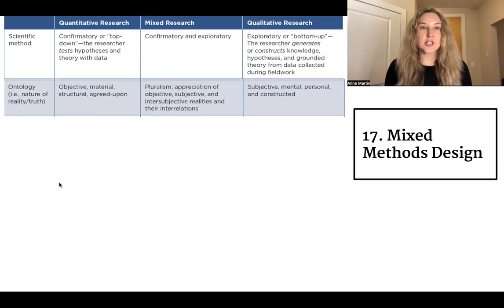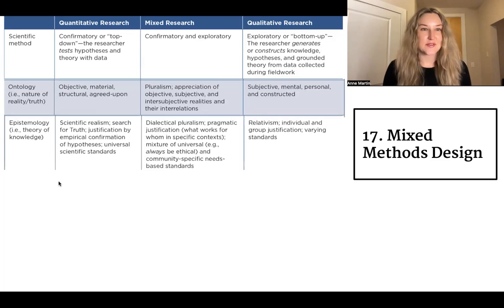So the ontology, in terms of how nature or truth is understood. Quantitative is typically more objective, whereas qualitative is more subjective. And mixed researchers understand a pluralism and appreciation for both and their interrelation between both the subjective and the objective world. And then epistemology, how they view truth and knowledge.